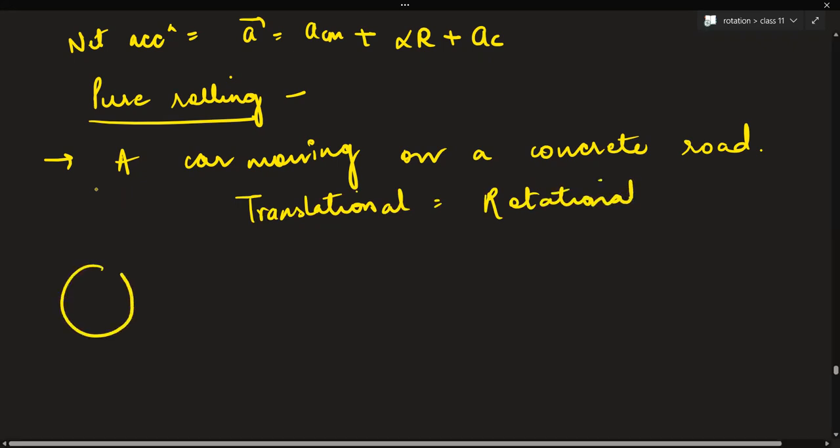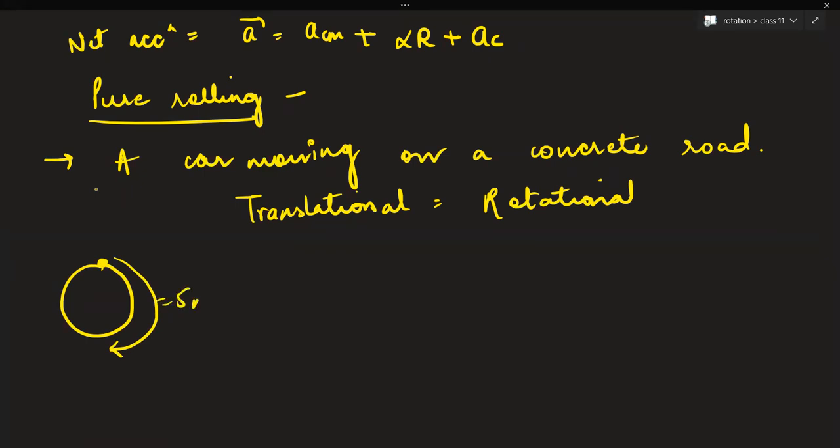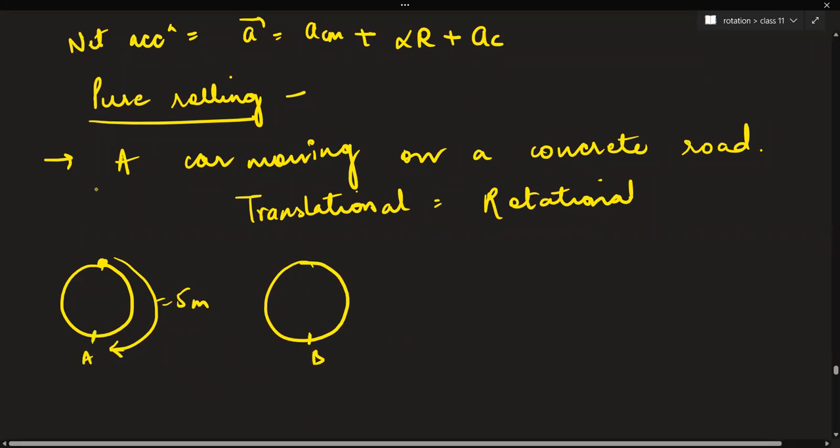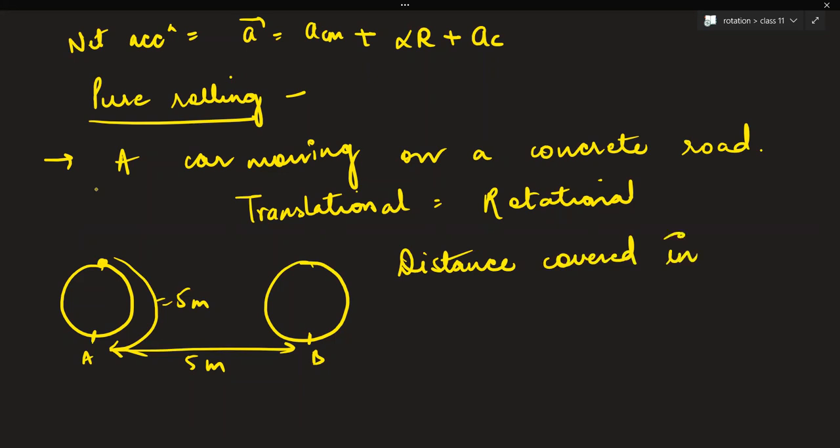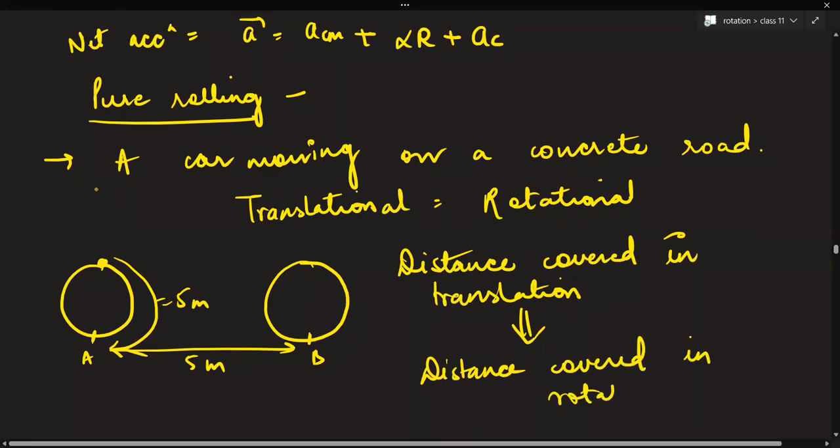It means this is the starting point. It is rotating and covering this distance. Let's say because of rotation, this much distance is covered, some 5 meters. Even when it is translating, from this point A to B, this distance will also be 5 meters only. Whatever is the distance covered in translation is exactly equal to the distance covered in rotation. This is what is meant by pure rolling.